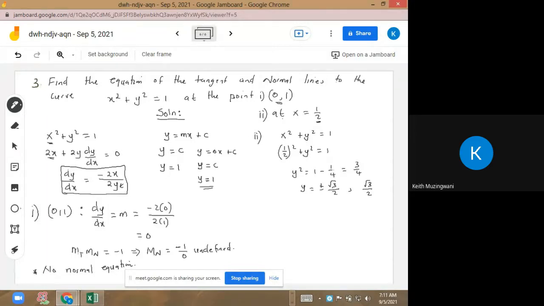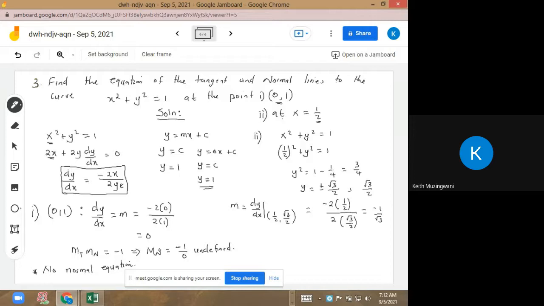We find the gradient of the tangent. So we have m is equal to, in dy/dx, we'll substitute the point half, root 3 over 2. So we'll have -2 times half over 2 times root 3 over 2, giving us -1/root 3 as the gradient of the tangent line at that point.